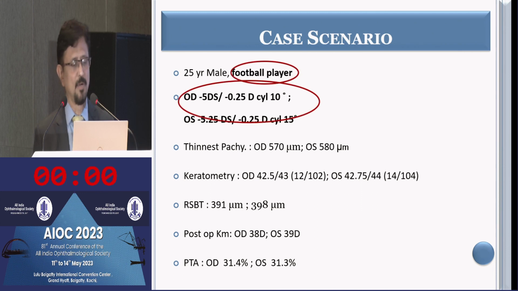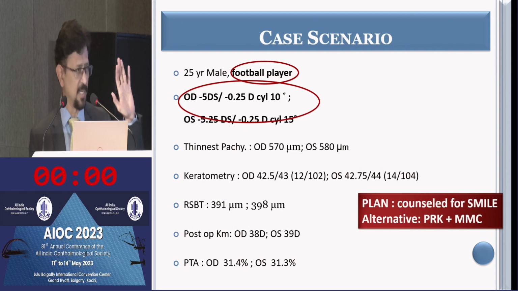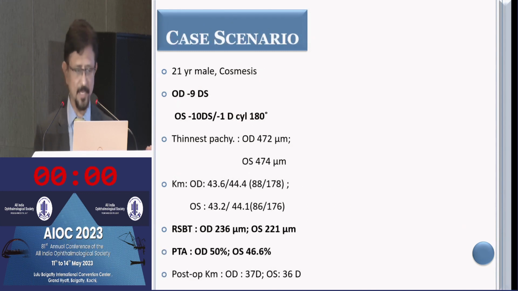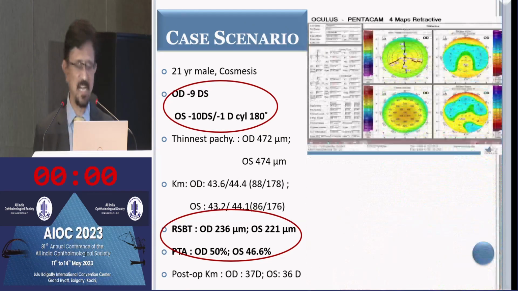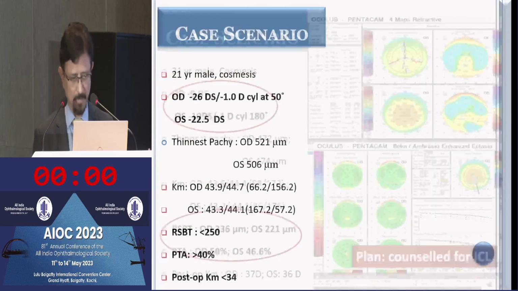Another scenario, a football player with a similar kind of finding: we should better counsel the patient for SMILE if he has come for any refractive procedure. Then, of course, the alternative is PRK, which can be done with mitomycin C if you don't have the facility of SMILE. In another case scenario, a 21-year-old male, -9, -10 diopter sphere, RSBT is 236, 221, PTA is high. Even if the map is fine, you should counsel the patient for a phakic implant.